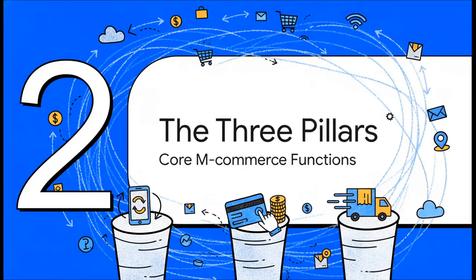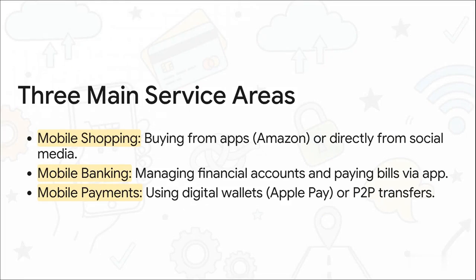Now, m-commerce isn't just one single thing. You can think of it as this trifecta of services that, honestly, have woven themselves into our daily lives. So let's break down these three core pillars. First up, you've got mobile shopping. You know this one. It's everything from buying a book on the Amazon app to snagging those limited edition sneakers you saw in an Instagram ad.